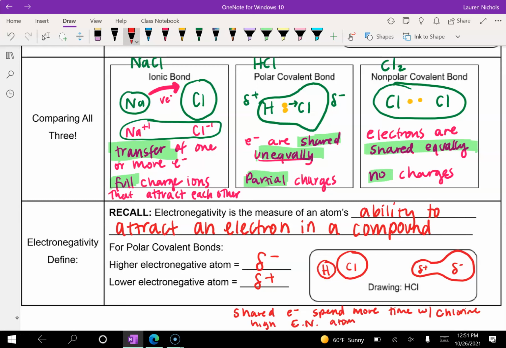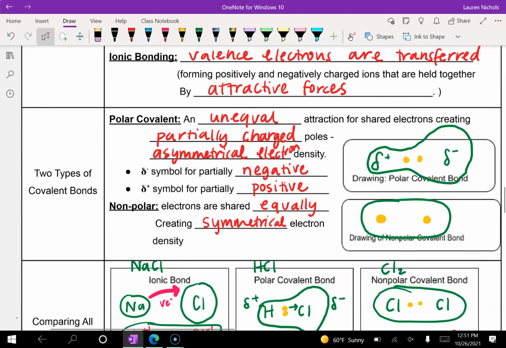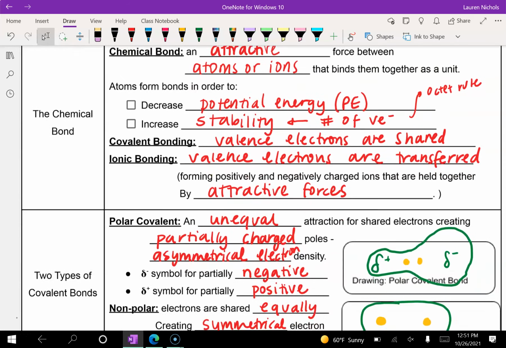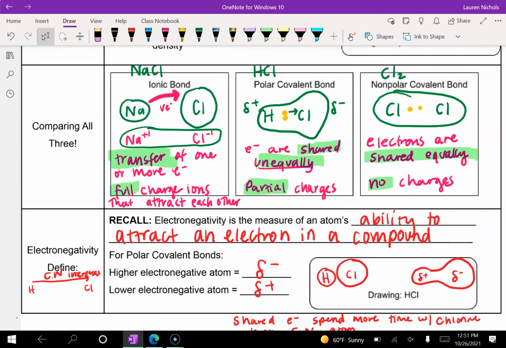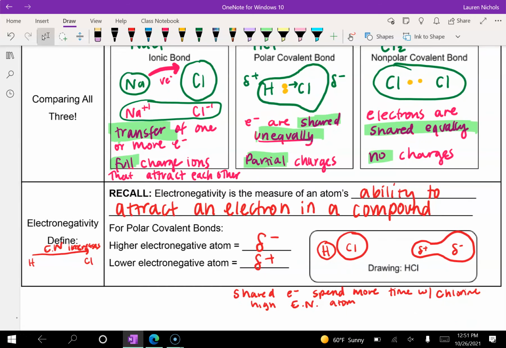Okay, so remember, on the periodic table, you have hydrogen on the left side, chlorine on the right, and we know that electronegativity increases as you go to the right. That is a pattern that you'll be able to use to help you determine this. So this is, again, just going over the 3 types of bonds. You need to make sure that you understand how the electrons are shared or not shared in a bond when we're comparing all 3. That's going to be crucial to your understanding.